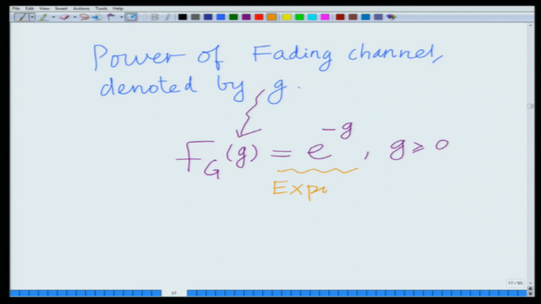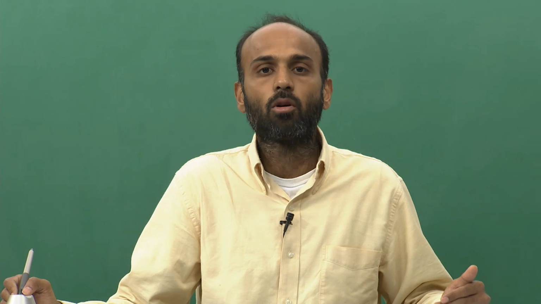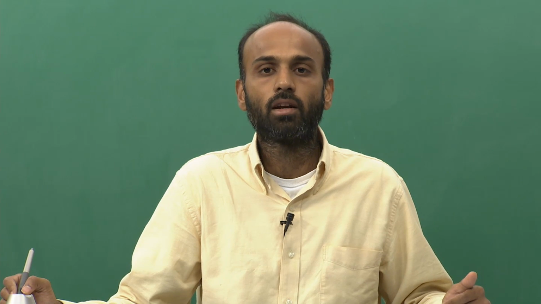This is the exponential PDF with parameter A equal to 1. So, this is a very interesting example from wireless communication, an application of the probability theory that we have learned so far in wireless communication.